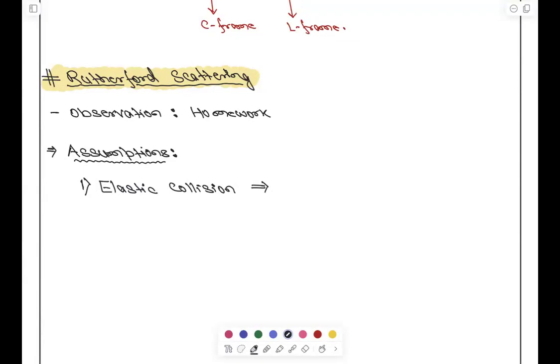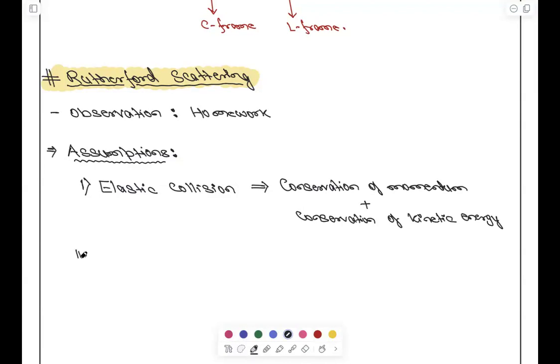Conservation of energy and momentum. So, as the collision is elastic, it means conservation of momentum plus conservation of kinetic energy, not energy. Energy is always conserved, first law of thermodynamics. Second, all particles are treated as point objects.